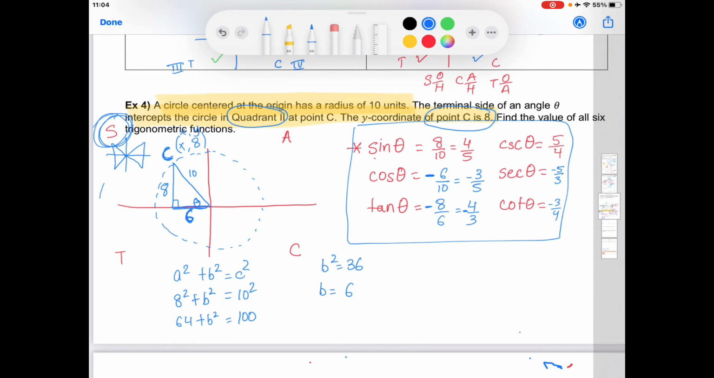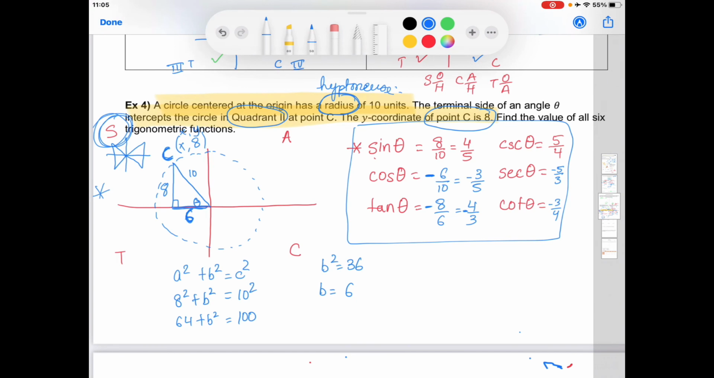Be very careful. Drawing the picture is the hard part. Once you draw the picture, you have to understand that your radius is always going to be the hypotenuse of your reference triangle. Hypotenuse, or it is the terminal ray. Okay, so that's how you do it.